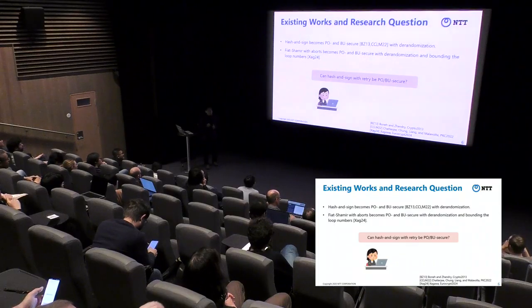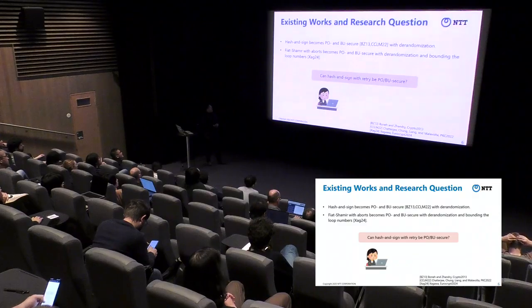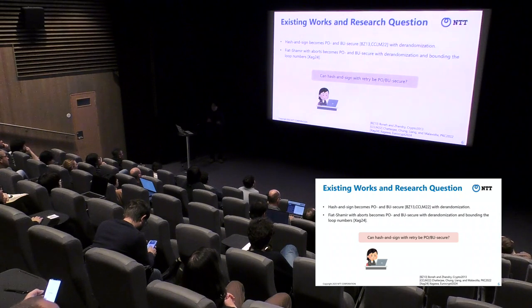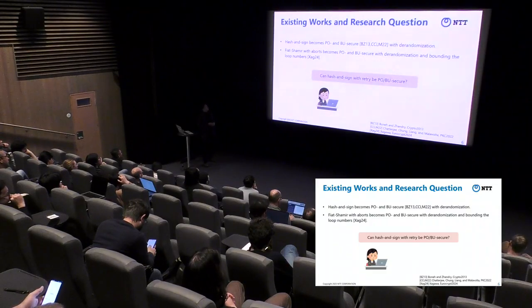The de-randomization is a technique to make signature generation deterministic by using a PRF. All random values are generated by the PRF. And the Fiat-Shamir with aborts, having a pretty similar structure to hash and sign with retry, can be PO and BU secure with the de-randomization, and also we need to bound the number of loops. But we don't know yet whether we can achieve the PO and BU security in the hash and sign with retry. So this is our research question.